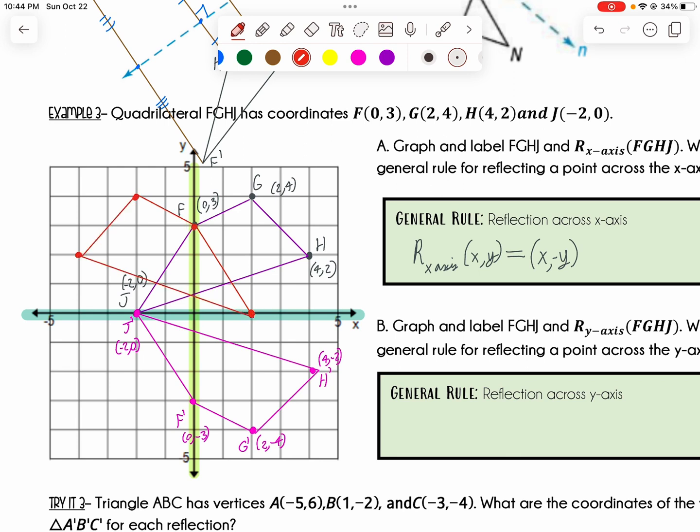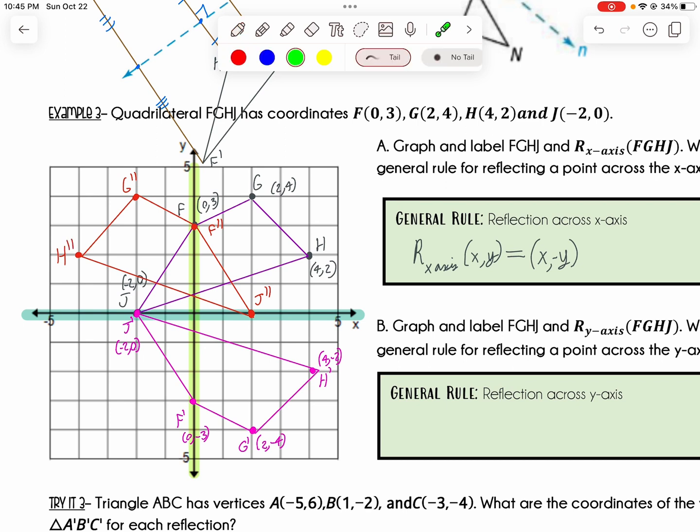Man, when I was doing this in class, it never worked, so I'm very glad that it is now. So this is J double prime, because we already did J prime. This is F double prime. This is G double prime, and H double prime. Now, you might have noticed something.